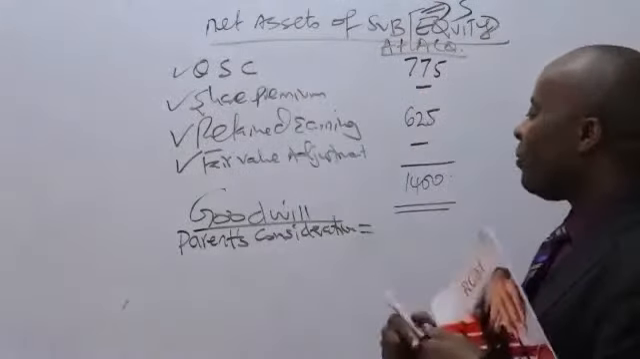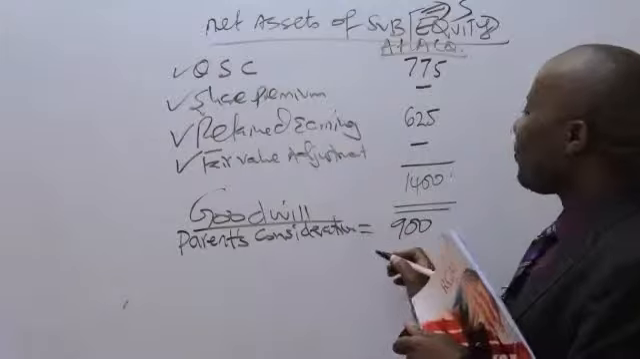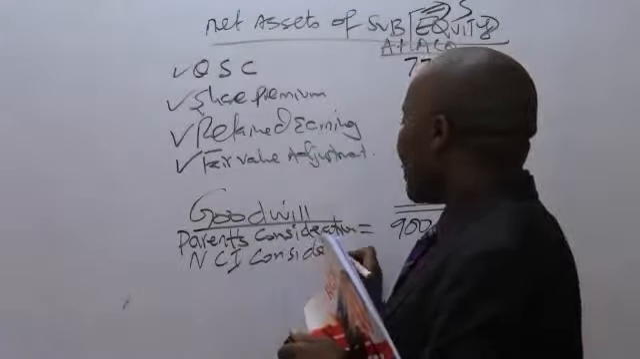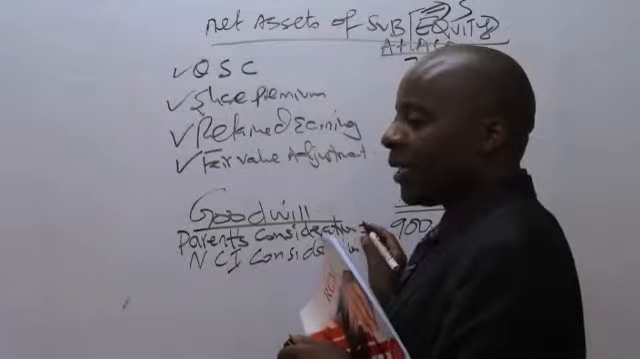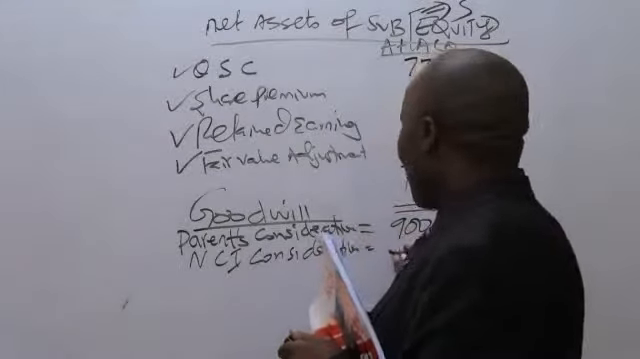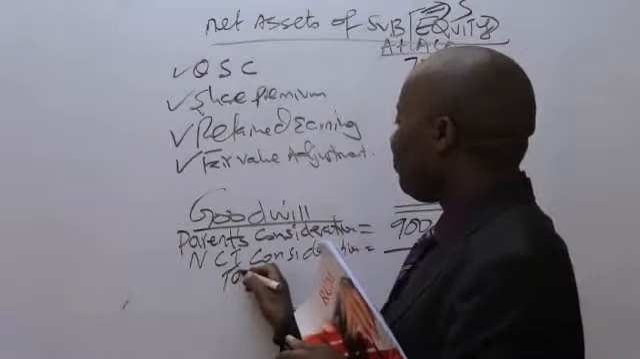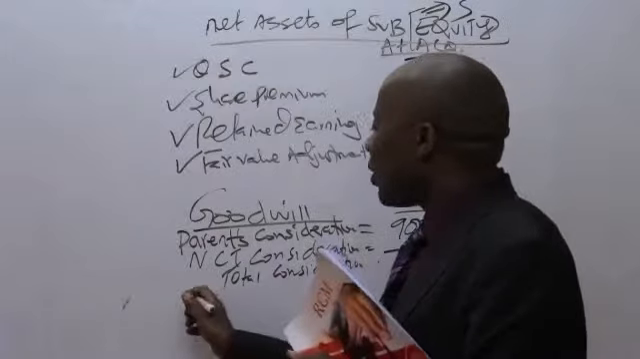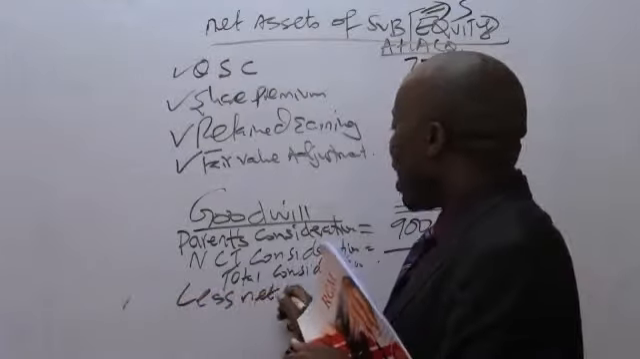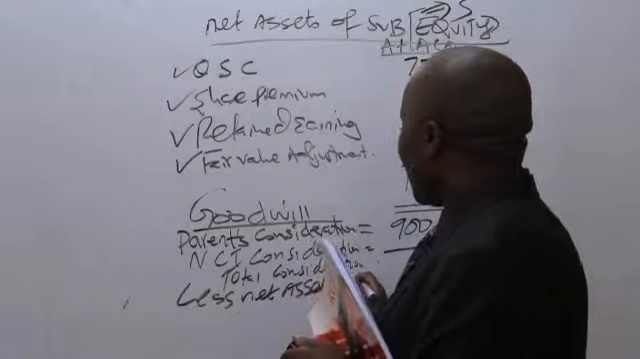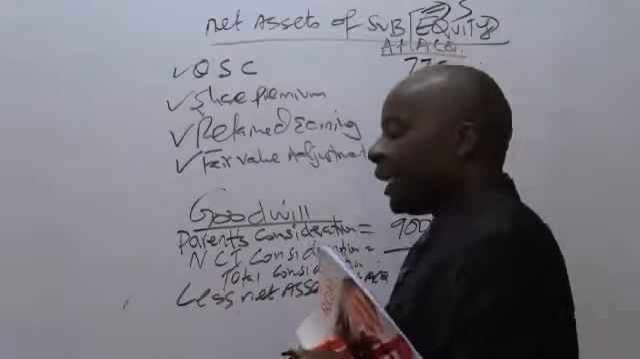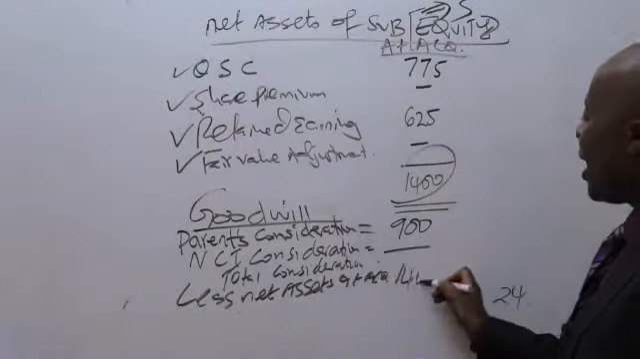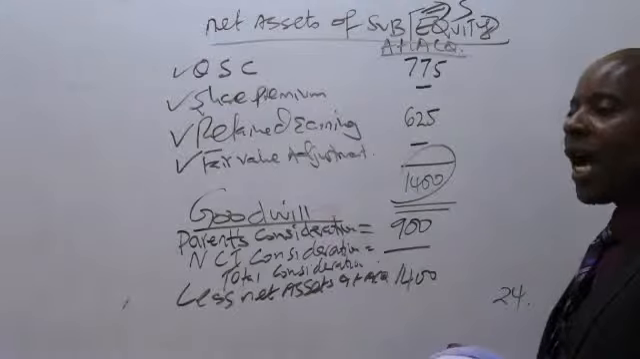So in this case here, we have the parent's consideration, unaandika 900. Alafu unakuja unasema, remember the parent never bought everything. NCI's consideration, kwanza unawacha space. So unakuja unasema hapa total consideration, kwanza unaiwacha. Unakuja unasema hapa chini, less net assets at acquisition. Are you able to see the net assets at acquisition? Net assets at acquisition ni 1400.